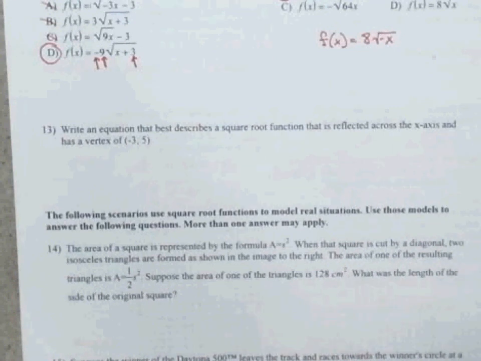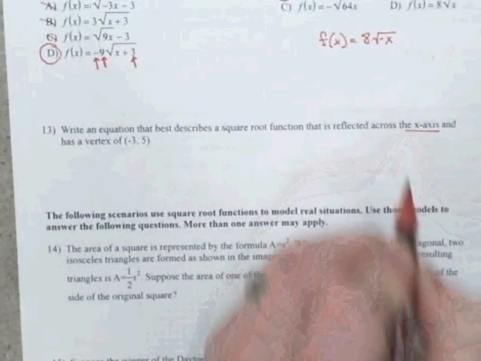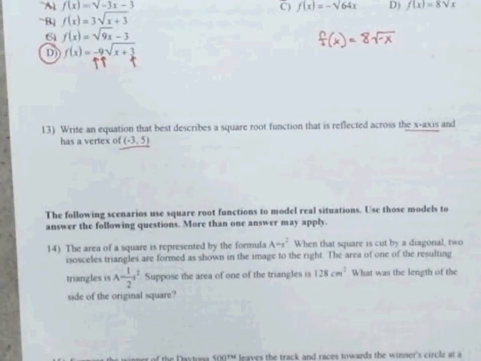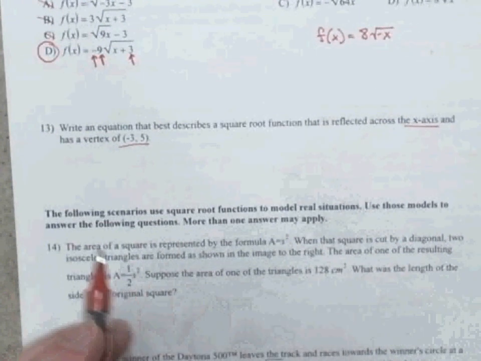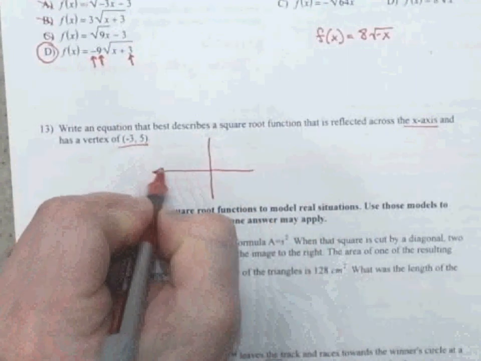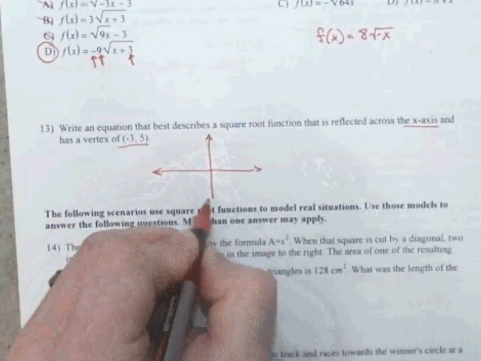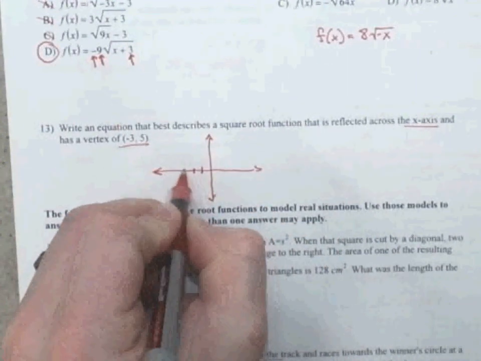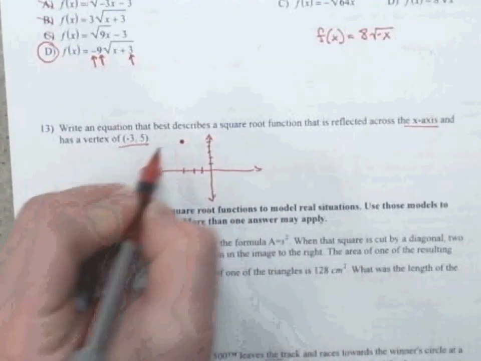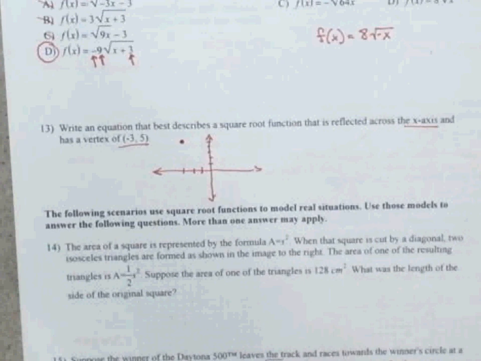Write an equation that best describes a square root function that's reflected about the x-axis and has a vertex of -3, 5. Alright, so x-axis, where's that negative sign going to be? If we're doing a reflection, that's going to be a negative sign outside the square root, right? Okay. Well, let's graph this function, see what it should look like. -3, 1, 2, 3, 4, 5. So it should start up here.